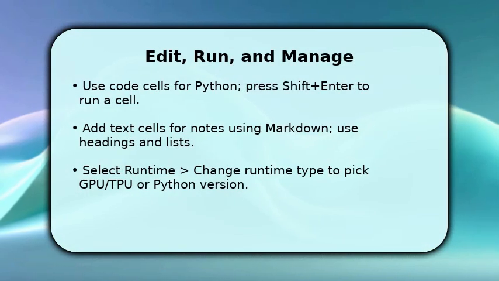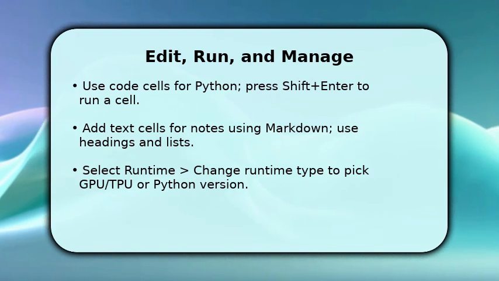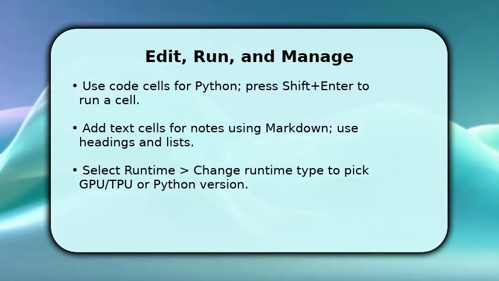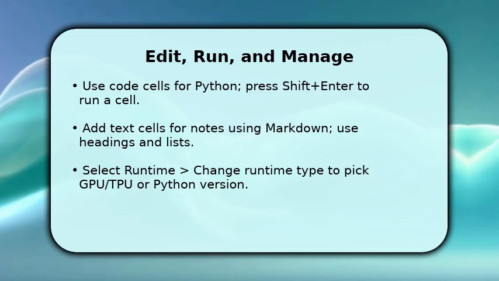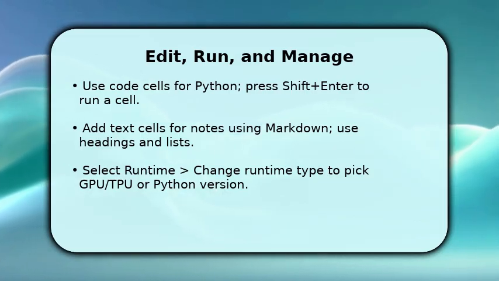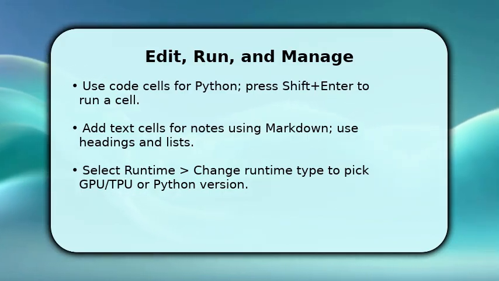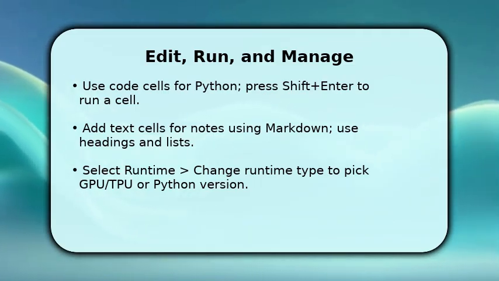Now you will structure and run your work. Add code cells for Python snippets and press Shift+Enter to execute. Colab provisions a VM so code runs in the cloud. Insert text cells to document goals and methods with markdown headings and lists for clarity. Manage resources by selecting Runtime, then Change runtime type to enable GPU or TPU if needed.